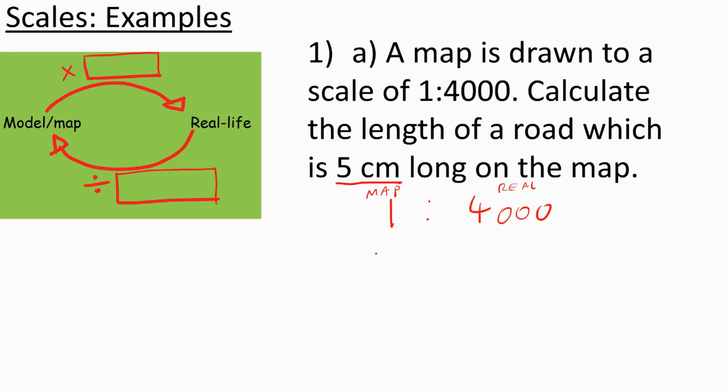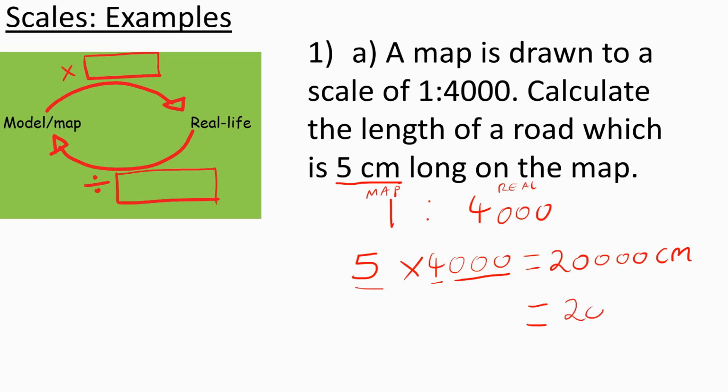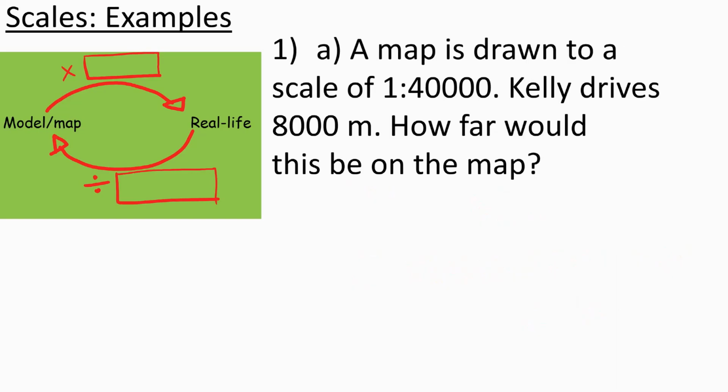So what I would need to do is do 5 times 4,000. 5 times 4 is 20. So we would have 20 followed by 3 more zeros. Now the units haven't changed. That's going to still be centimetres. So the length is 20,000 centimetres, but you're never going to give something as 20,000 centimetres. You'd convert that back into metres. And if you remember from a previous video, to do this I would need to divide by 100, which would just give me 200.